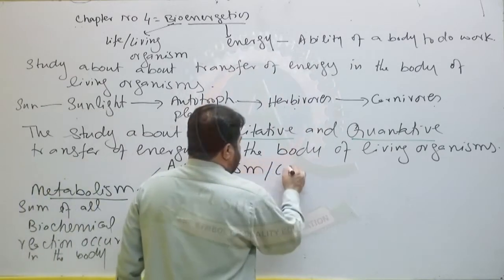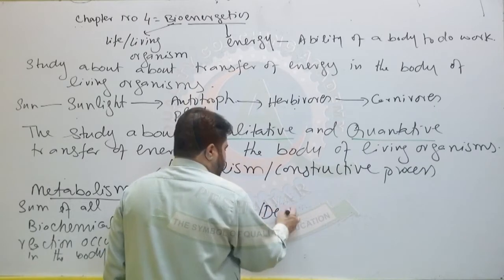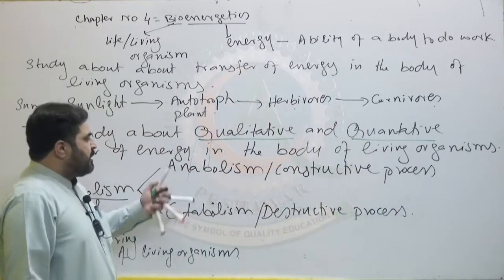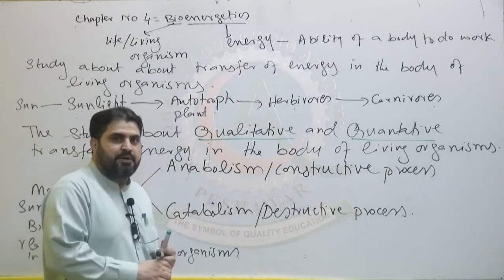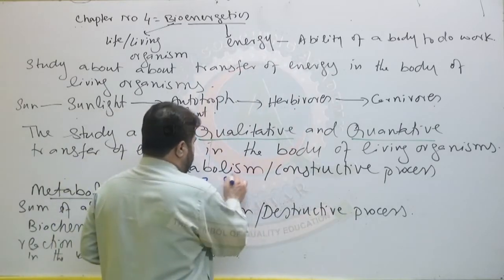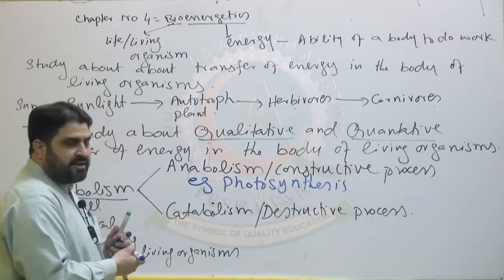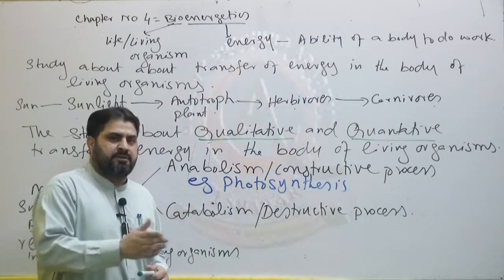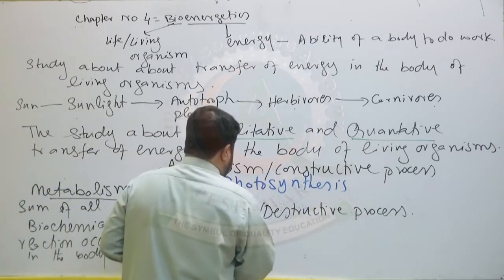Anabolism is a constructive process, while catabolism is a destructive process. Anabolism is a process in which small and simple molecules combine together to form large and complex molecules. Here the energy is stored, because bond formation occurs. The example is photosynthesis. While catabolism, the destructive process, is the process in which large and complex molecules are broken down into small and simple molecules with the release of energy. So here the bonds are broken down. Their example is respiration.